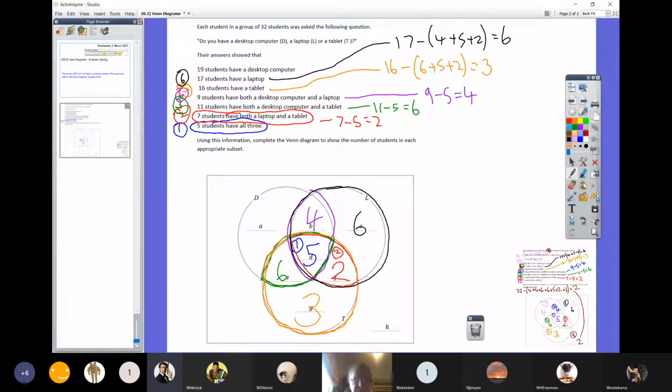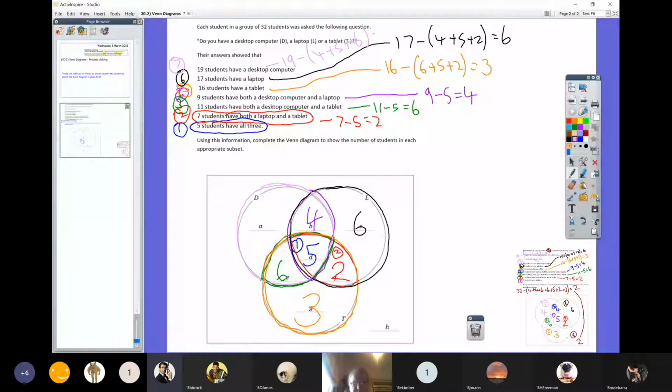And then 19 students have got a desktop. Let's do that in a pinky colour. So 19 students have got a desktop, so that D football has got to add up to 19. What have I already got in that football? The 4, 5 and the 6. So that's 15, so that's going to be 4 kids. So 4 kids have just a desktop.